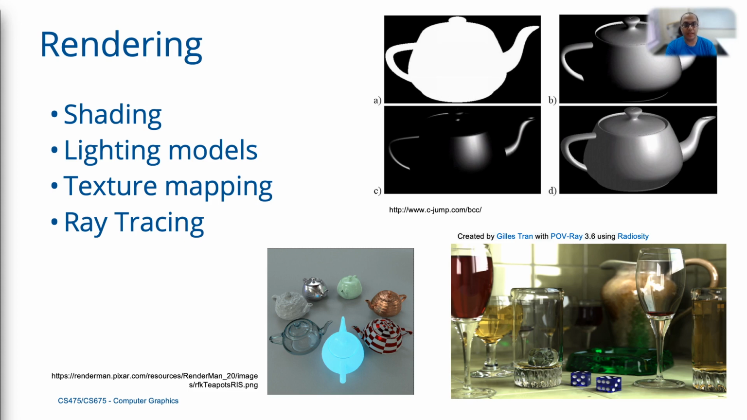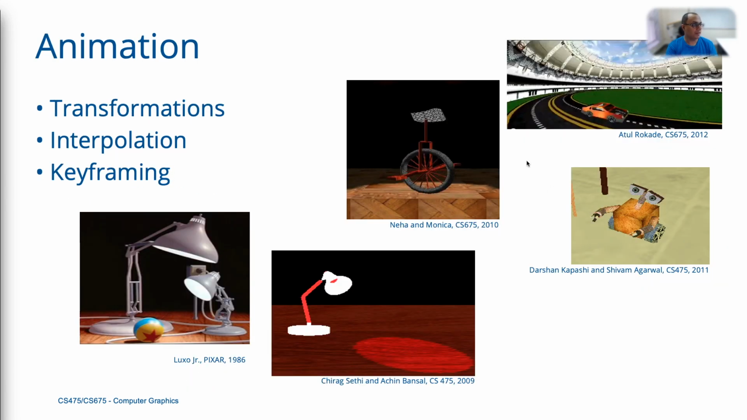So here you can see that a teapot has been rendered using various kinds of shading models. So here is a teapot that is rendered using a constant model. So everything on the teapot is just one single color. You cannot make out any surface detail. Then you can see that here is just the highlight on the surface of the teapot.